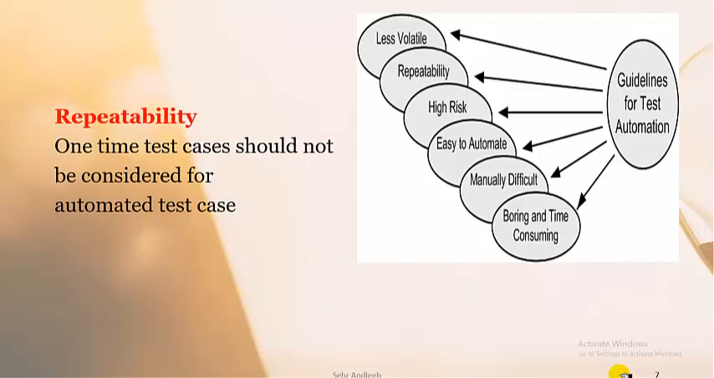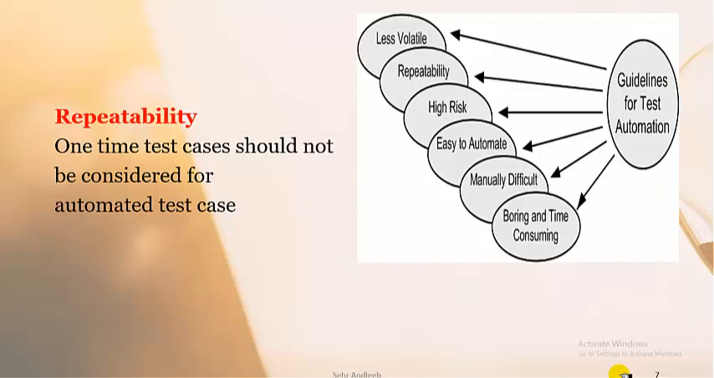Now the second point is about repeatability. One-time test cases should not be considered for automation. It means that if the test cases are built to run only once, then why should they be automated? Why should we write the code for an automated test case, right? If they are repeatable and have to be executed again and again, obviously then you should use the automated test case.